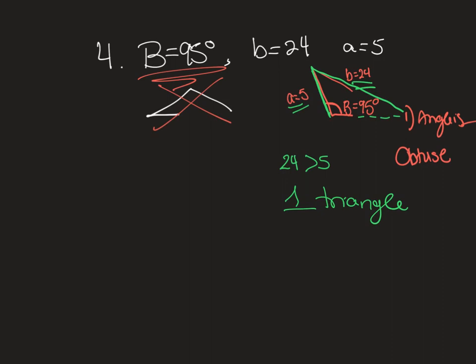Okay, so now I'm going to go back to page 67, and we're going to walk through the math to not only figure out how many triangles there are, but then find the missing pieces.